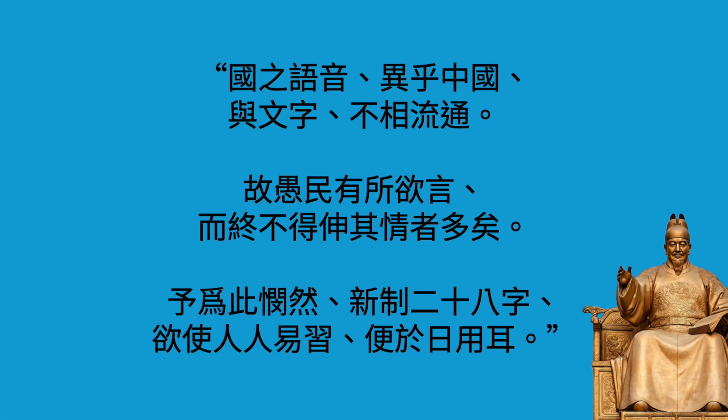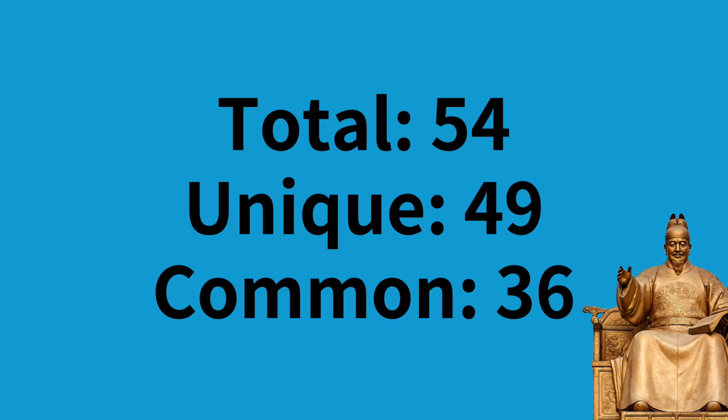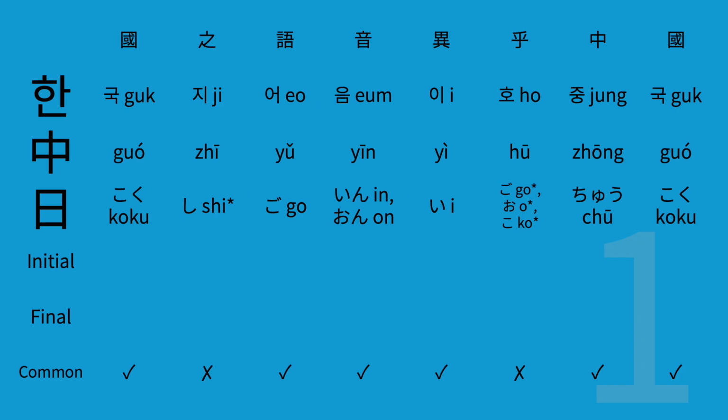Alright, let's go to the demonstration. For our demonstration, we will use a passage written in classical Chinese by King Sejong. It has 54 characters in total. 5 characters are repeated, and so there are only 49 unique characters. 36 out of those 49 characters are part of the 808 characters shared across Chinese, Japanese, and Korean. For this demonstration, we will grade how accurate our system is.